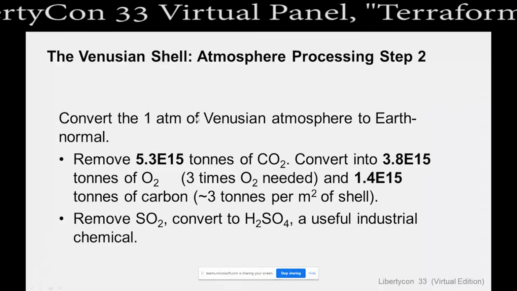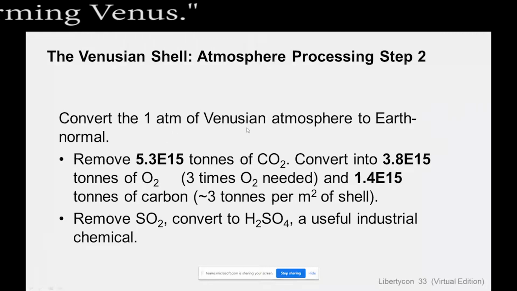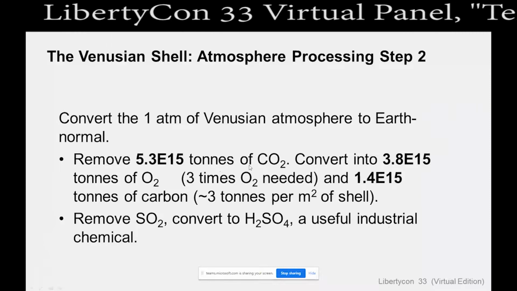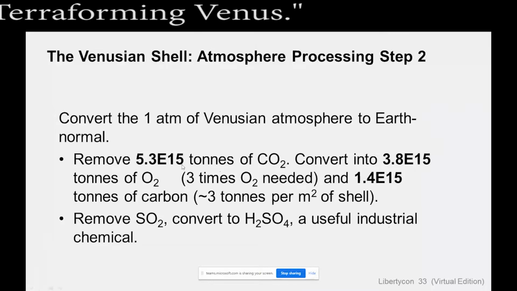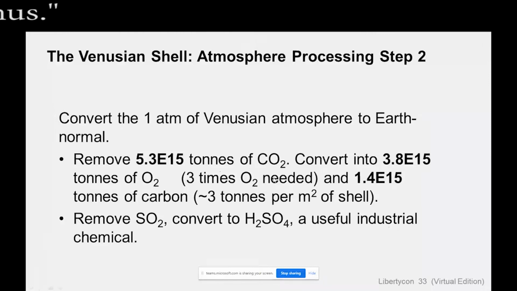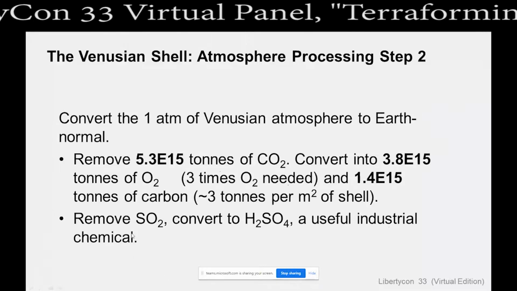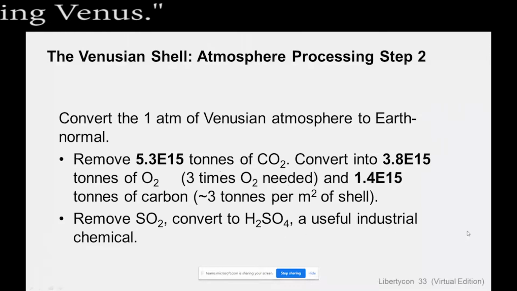Okay, so to convert the 1 atmosphere of Venetian gases that are now present above the shell to an Earth normal atmosphere, we have to process a lot of CO2. So again, our atmospheric processors take CO2 from above the shell, break it up, release the oxygen back above the shell, and just throw the carbon on top of the shell. So we keep that. Again, there's a little bit of SO2. We convert that to sulfuric acid, which is a very useful industrial gas, and get rid of the acid rain problem.